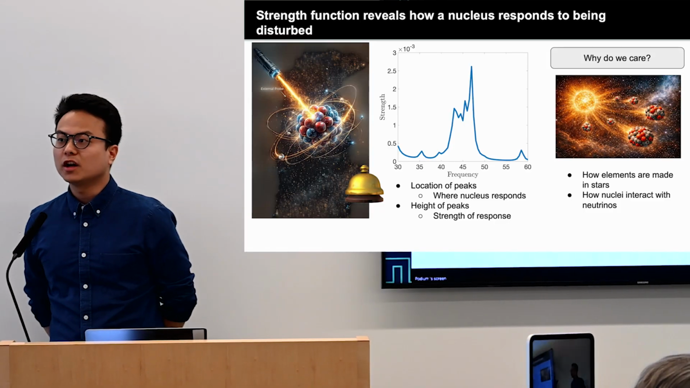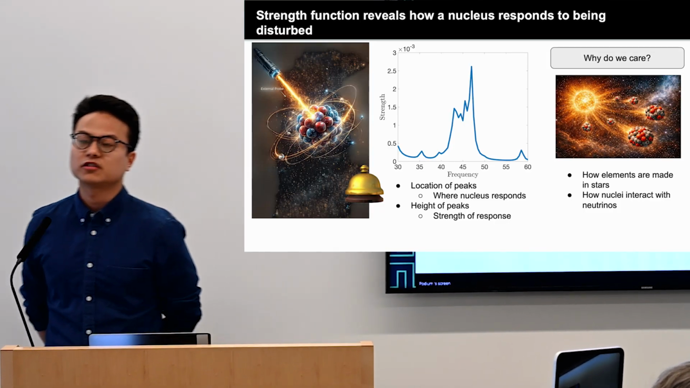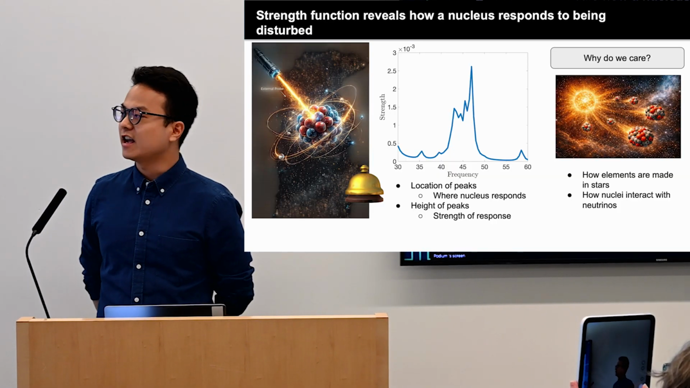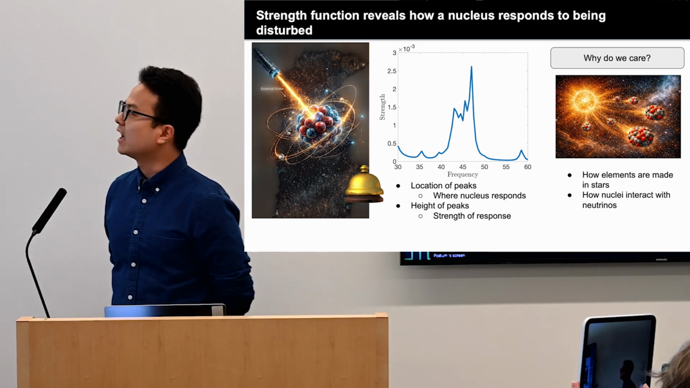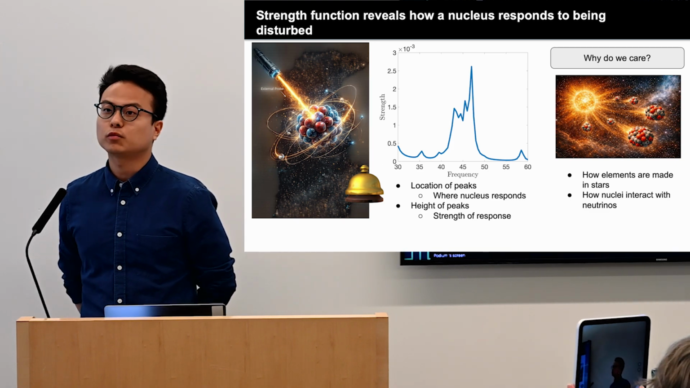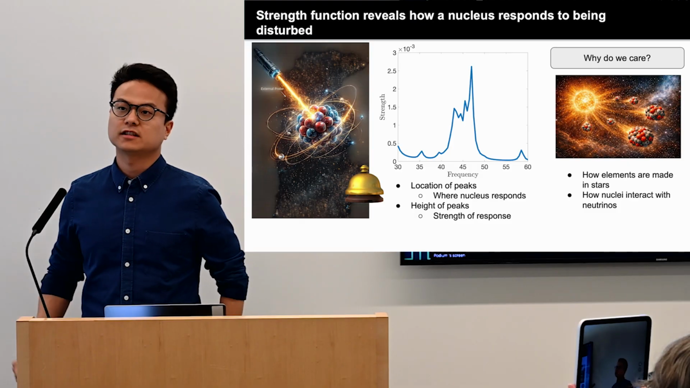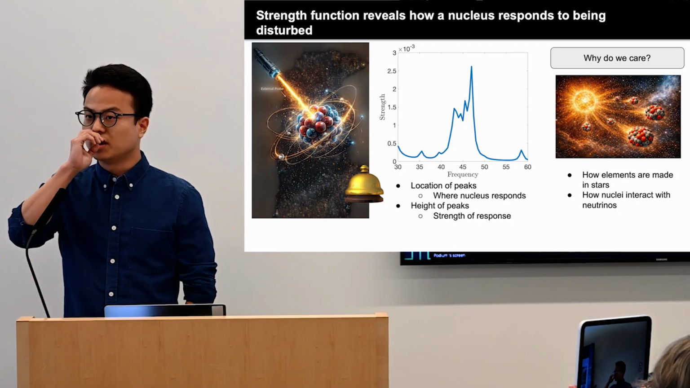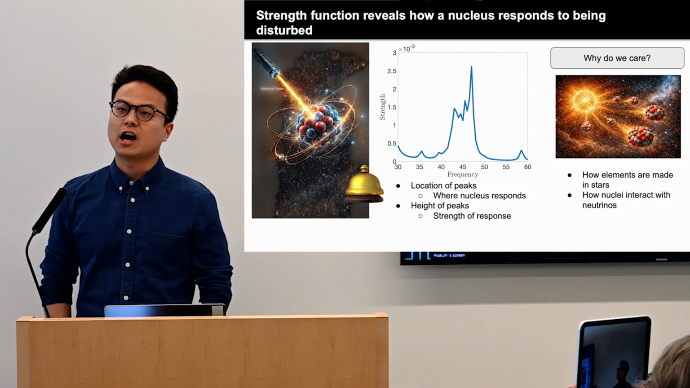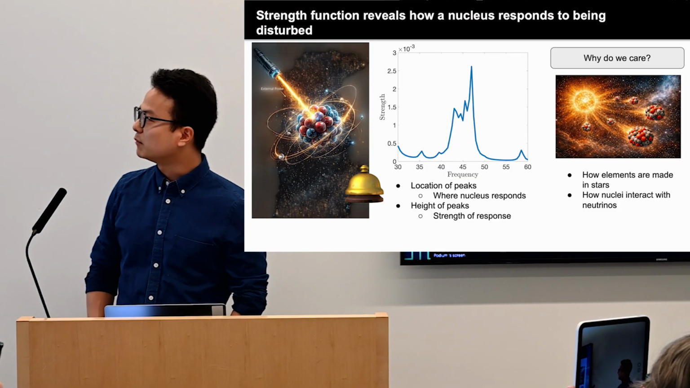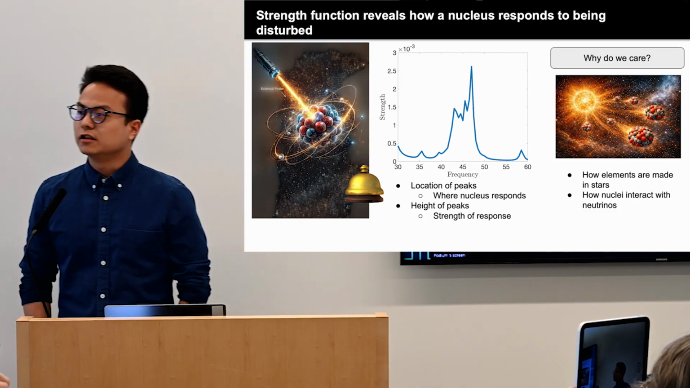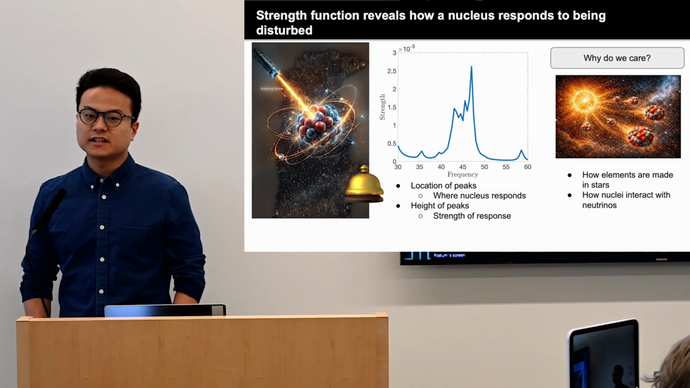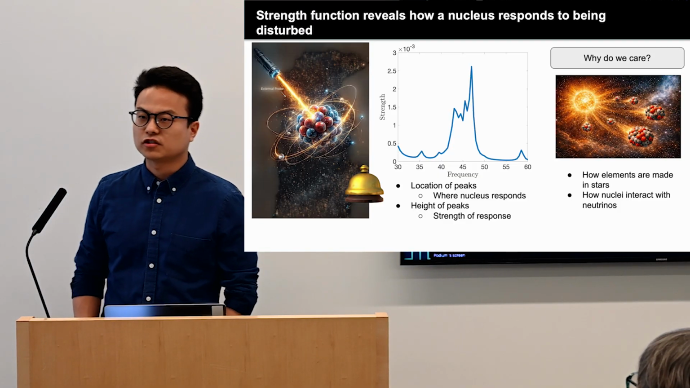To start off, what is a strength function? A strength function is a measure of how the nucleus in an atom responds to an external probe, such as light or neutrinos. One instance, for example, is how the nucleus goes through a beta decay, where neutrons transition to protons or vice versa. Here's a simple analogy of what a strength function is.